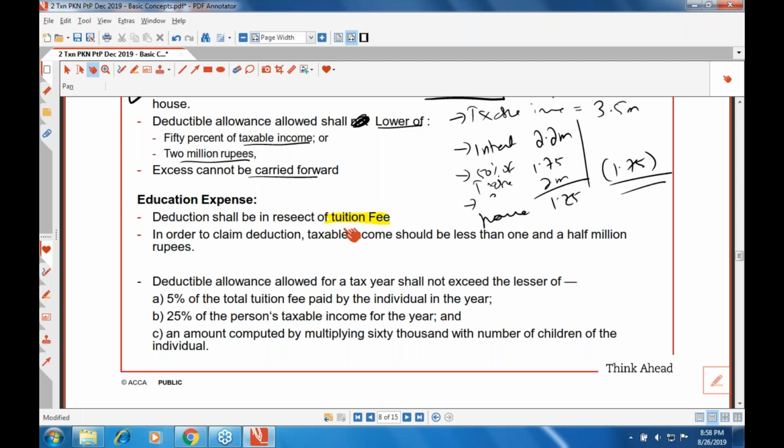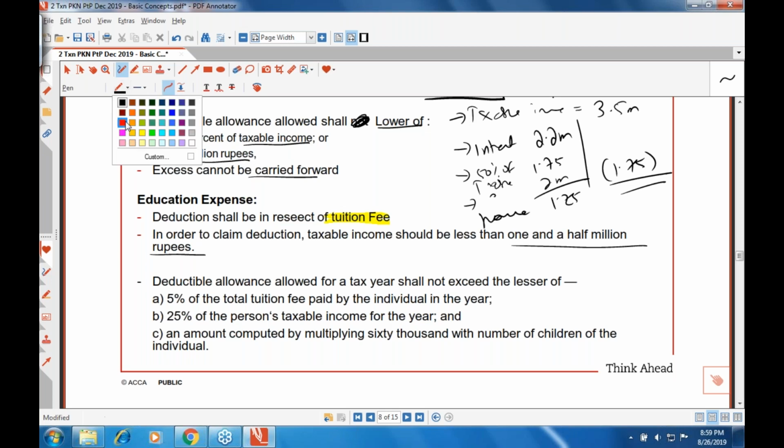A bit forward now. You can only claim deduction with respect to your tuition fee if your taxable income is less than 1.5 million rupees. Now, let's try to understand this. Even if your income is 1.5 million rupees, you cannot claim deduction because it says less than 1.5 million. The words "less than" have significance, because every single word written in the law has a significance. So it has to be less than 1.5 million rupees.